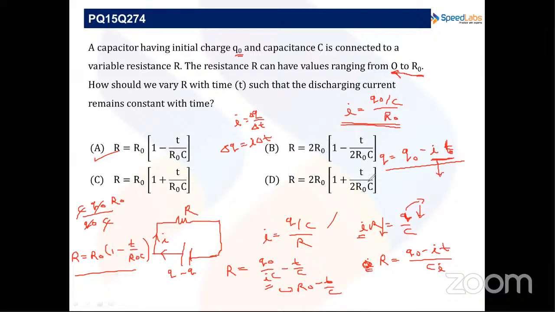Any confusion in this? See, we have written Q is equal to Q naught, the original charge, minus current into time which has passed, and we wrote that because current is constant; otherwise we cannot write that equation if current is not a constant. Move on? I'm moving to the next question.